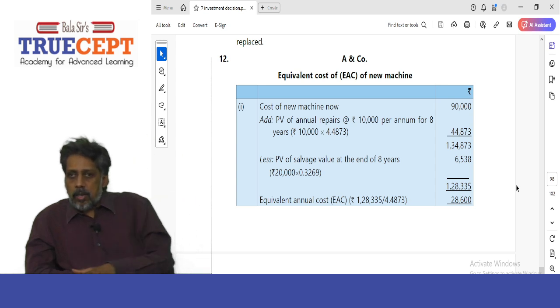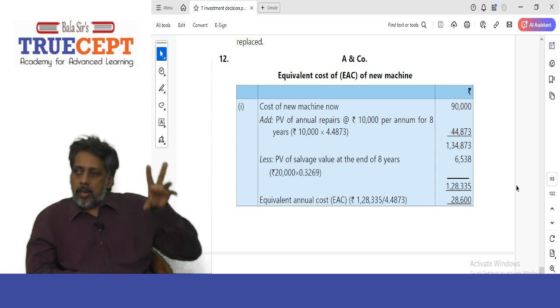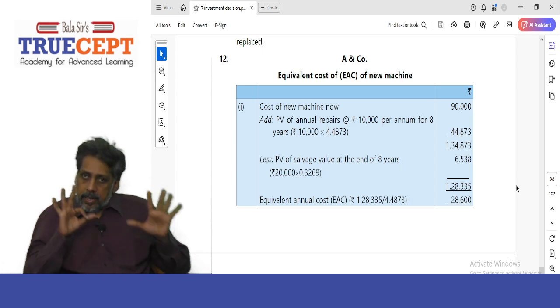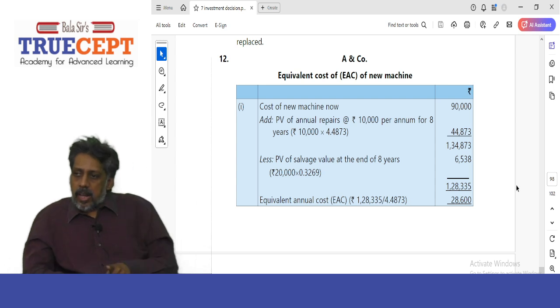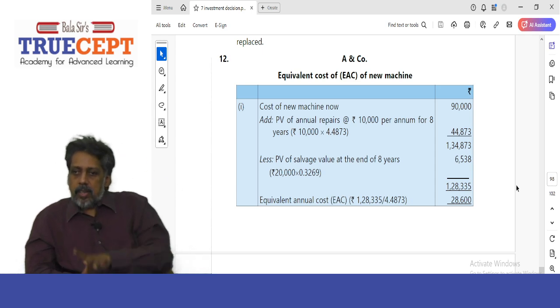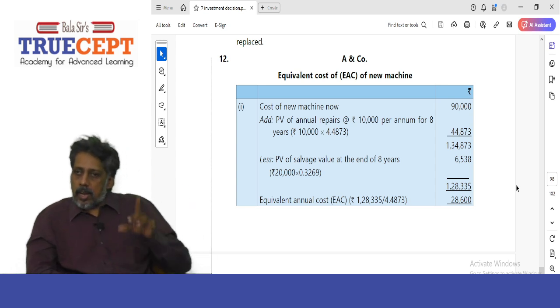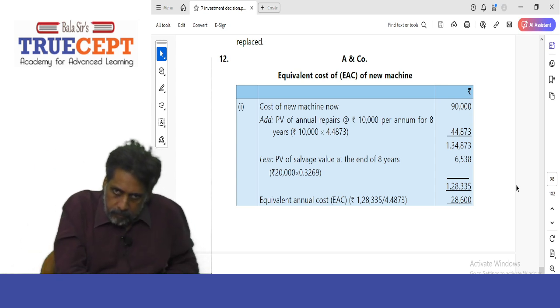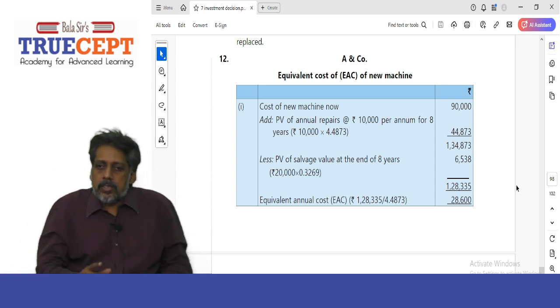28,600. That means what? You spending rupees 1,28,335 for 8 years is as good as spending rupees 28,600 on a per annum basis. Is that fine? Yes. That is your equated annual cost. I will tell you later why you compute this number, okay? So first you compute this number and have it aside. Is that clear? Yes.